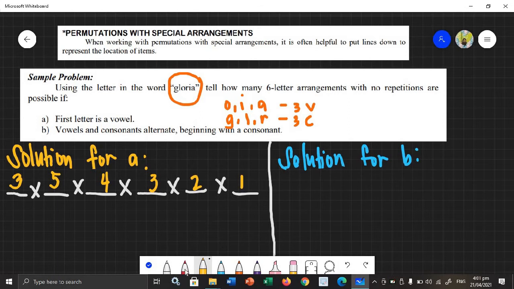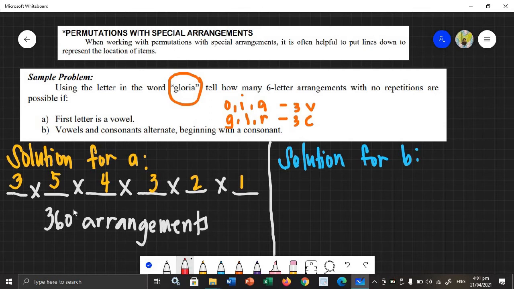And then, for you to be able to find the number of arrangements, just multiply these numbers in the blanks. So, we have 3 times 5 times 4 times 3 times 2 times 1. And that will result to 360 arrangements. So, when we arrange the word Gloria, given that its first letter is a vowel, we will be having 360 arrangements. Okay?